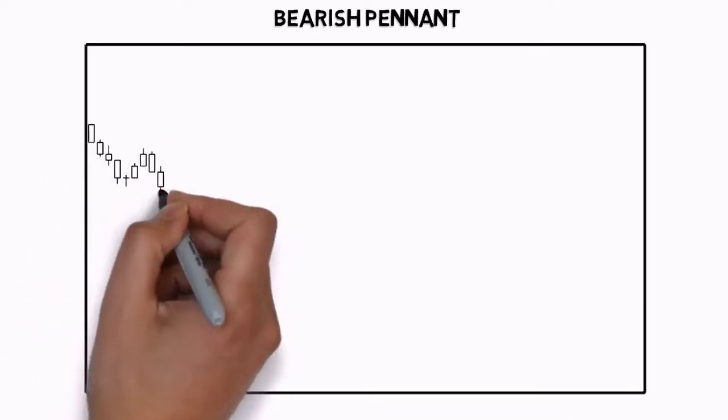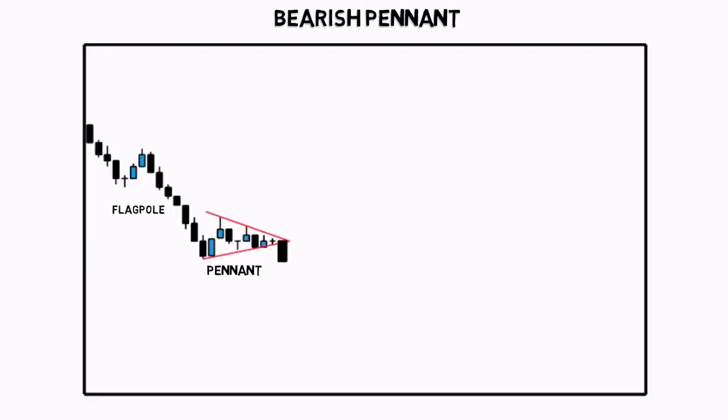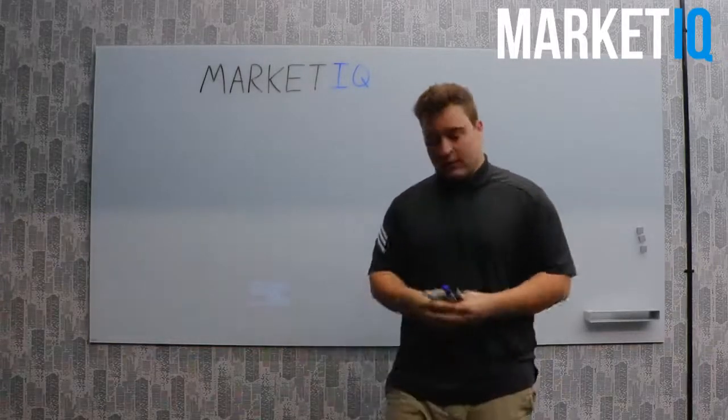The bearish pennant is the exact opposite formation. It is a bearish continuation pattern and you can find it after a strong down move. You enter the market after a break to the downside and target the height of the flagpole measured down from the top of the pennant. Let's head to the whiteboard and check out a bullish and bearish pennant. Now let's head to the whiteboard and draw up some bullish and bearish pennants.